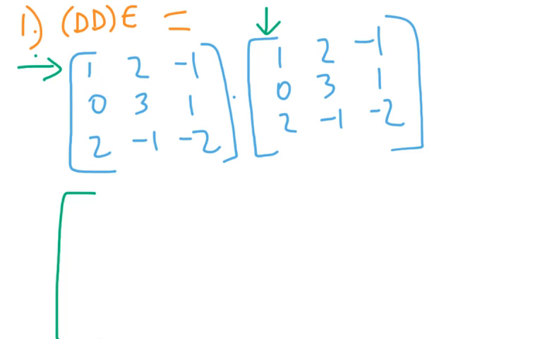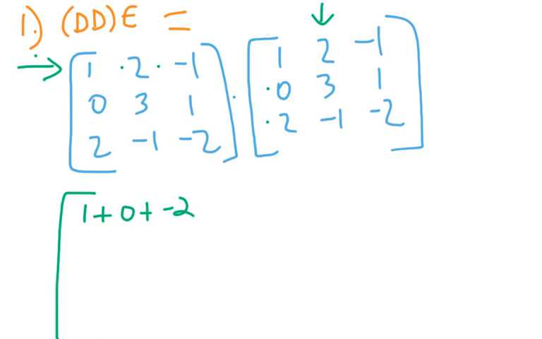So I have a 1 times a 1 plus 2 times 0, or 0, plus negative 1 times 2, or a negative 2. Okay, so that takes care of our upper left hand number of our matrix. We're going to stick with our first row here and move on to column 2.